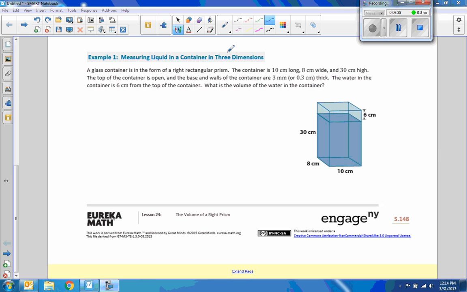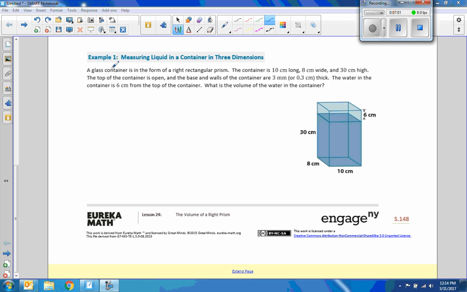Okay, example 1, measuring liquid in a container in 3 dimensions. So this is a really tricky problem, and these are the things that we need to be able to do in math. We can't just avoid difficulty, or things would never be invented. We have to be able to do these things and be able to calculate values.